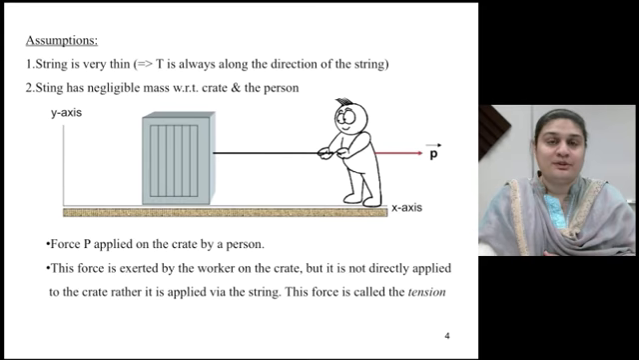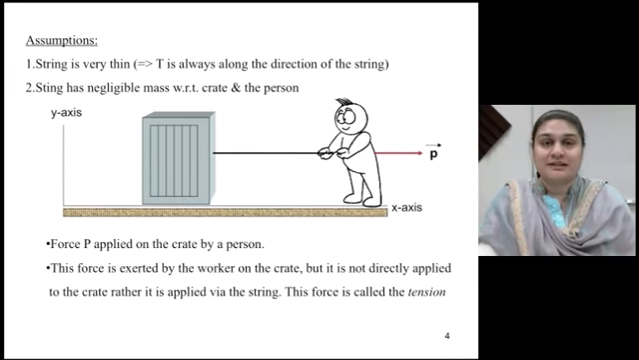The assumptions that you will use in order to solve problems like this are: the string is very, very thin, almost approaching an ideal condition, and tension is always along the direction of the string. The string has negligible mass with respect to the crate and the person, because the mass of the crate and the mass of the person are so big. Force P is what is applied on the crate by the person. This force is exerted by the worker on the crate, but it is not directly applied to the crate; in fact it is applied via the string. This force, again, is going to be called tension.